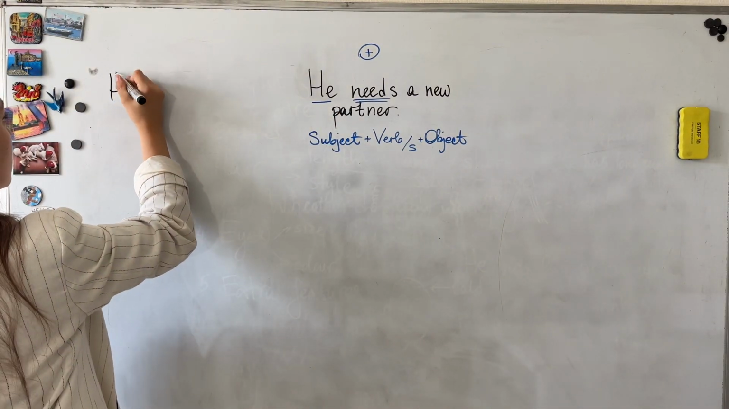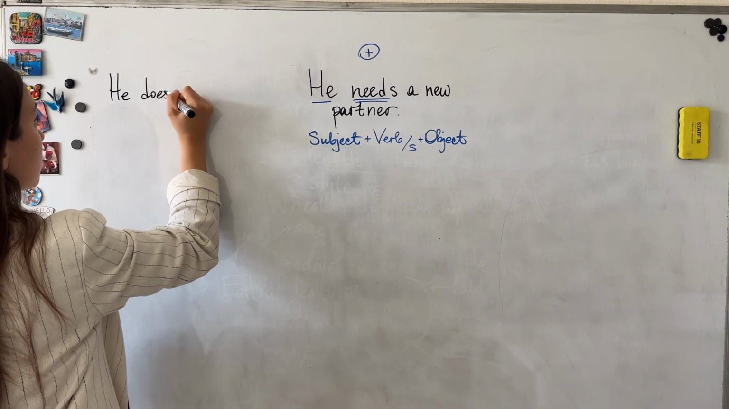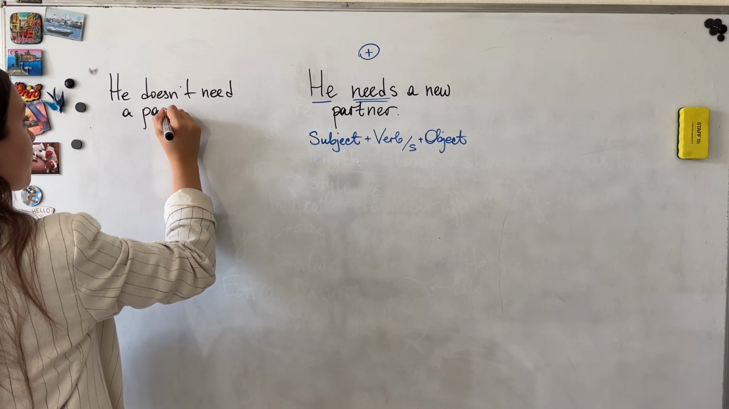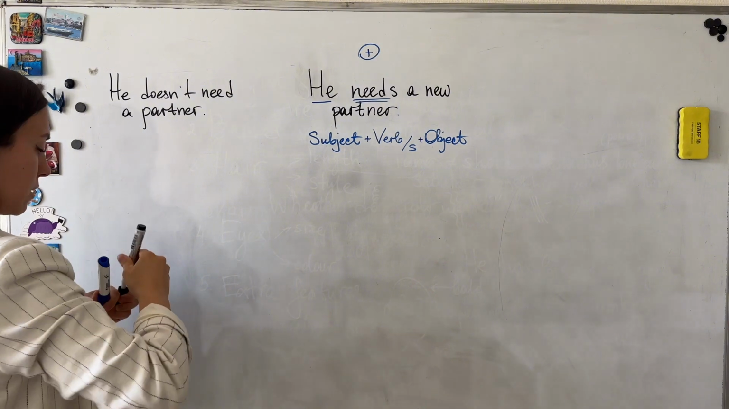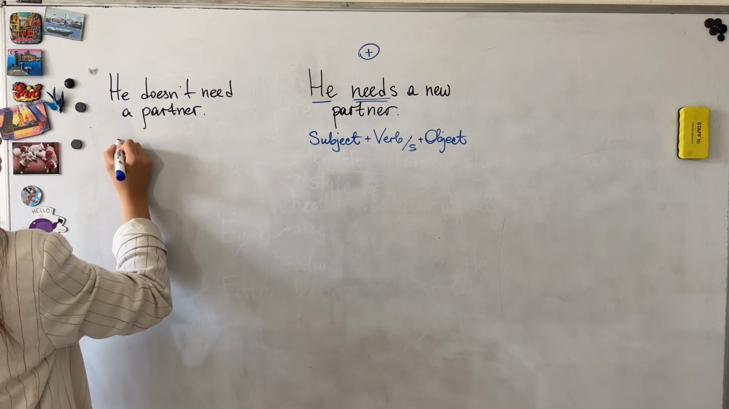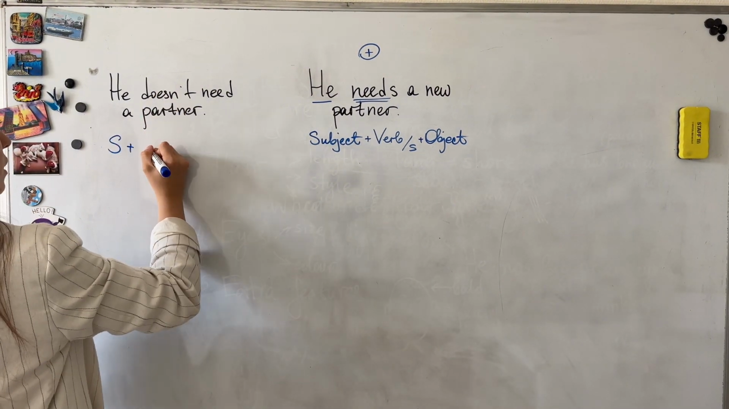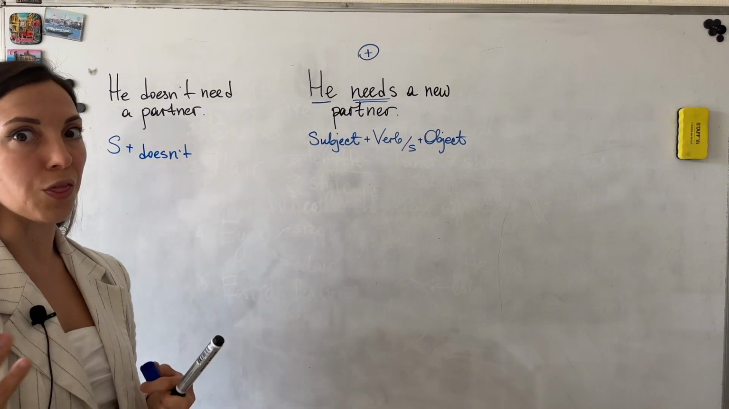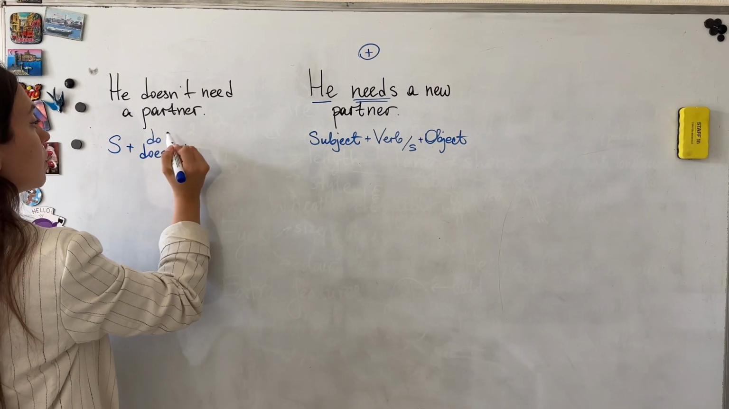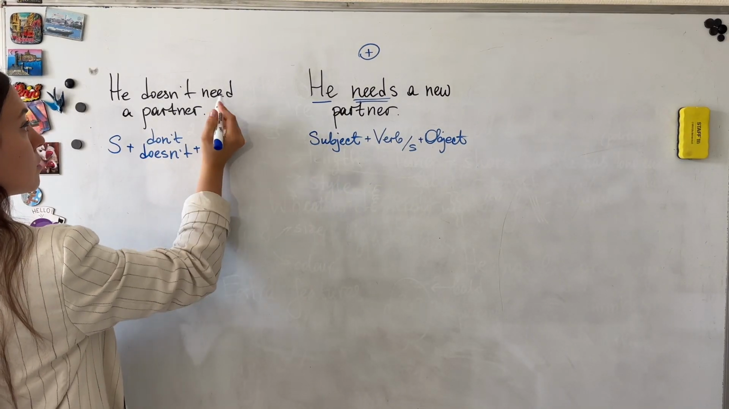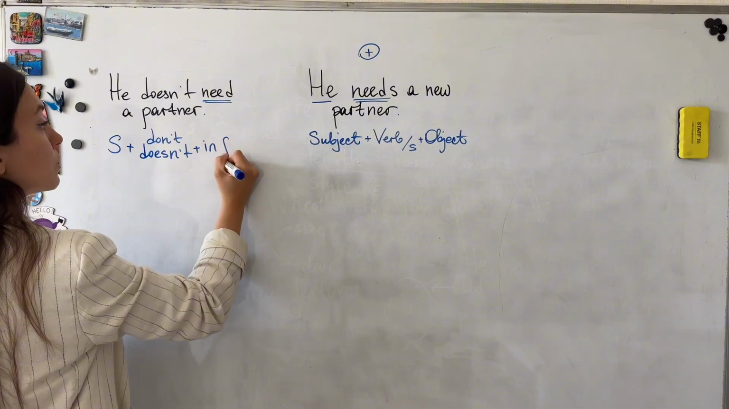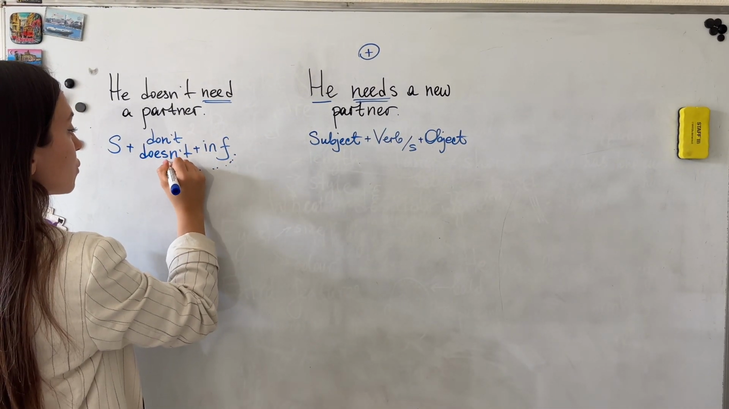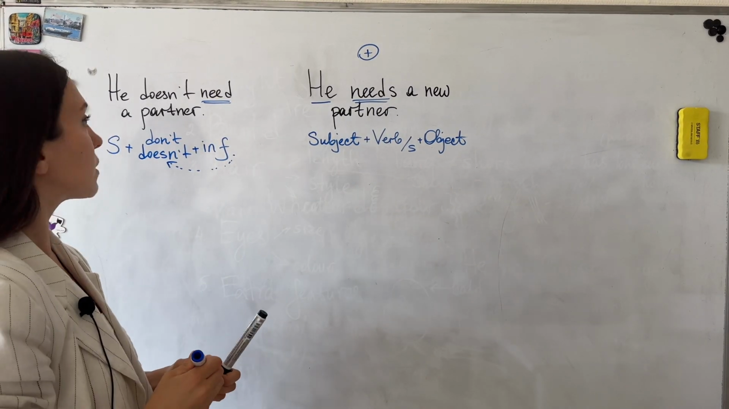So he doesn't need a partner. To make a negative sentence here, what will we use? We will use, again, subject, doesn't. If we've got I, you, we, they, we will use don't. And already infinitive without any s, because s went to doesn't. Great. What about questions?